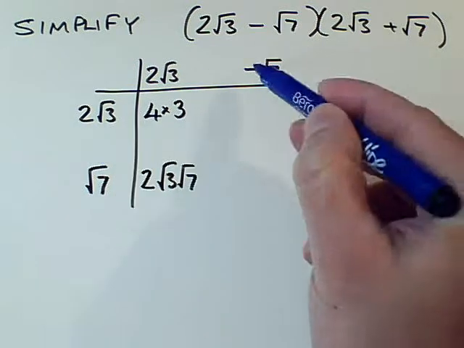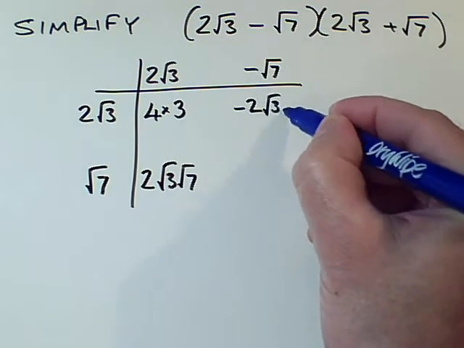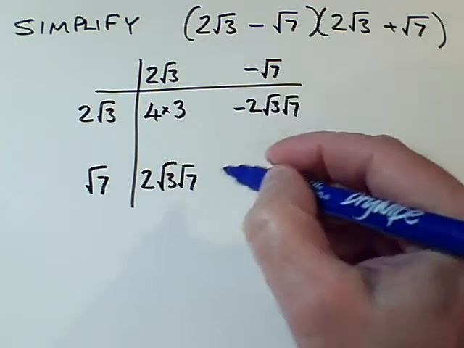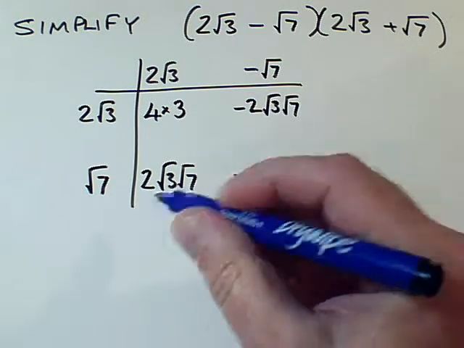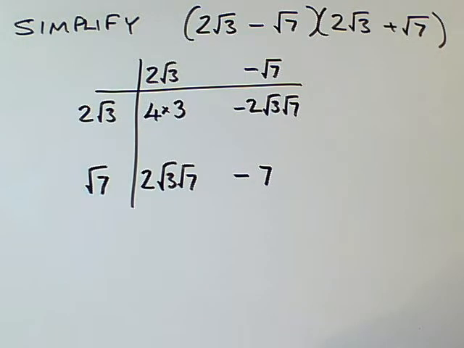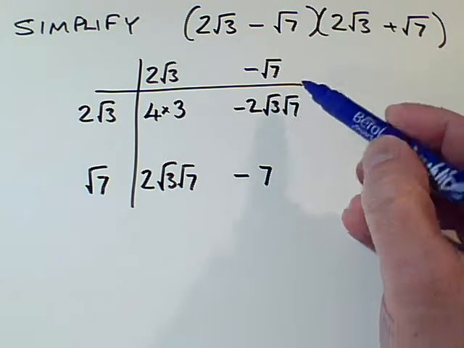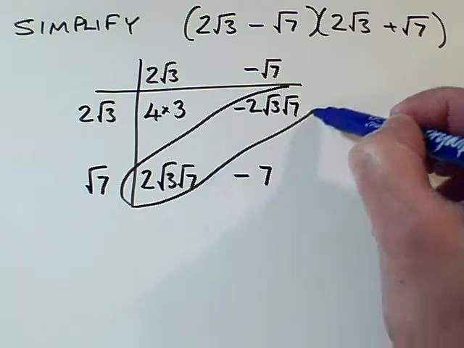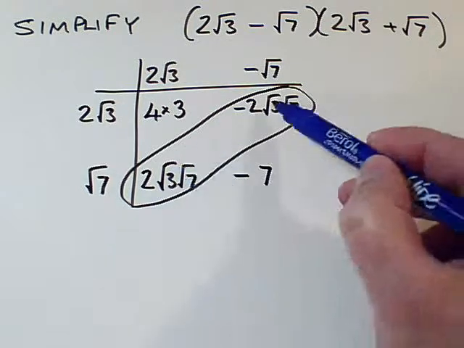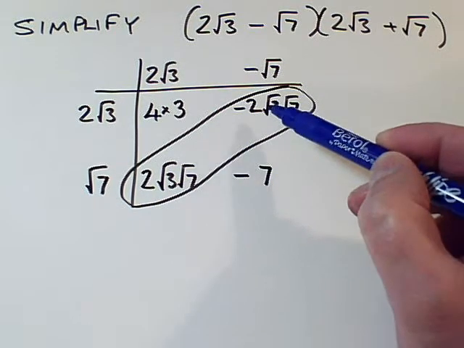In this corner 2 times minus 1 is minus 2, times root 3 times root 7. And in this bottom corner 1 times minus 1 is minus, but root 7 times itself, its job is to equal 7. Now I could simplify root 3 times root 7 to root 21, but if I look at these two terms, because of the pattern of the two similar brackets but with the sign swap, these two terms are identical but opposite signs, so these, when I add them up, are just going to cancel each other out.